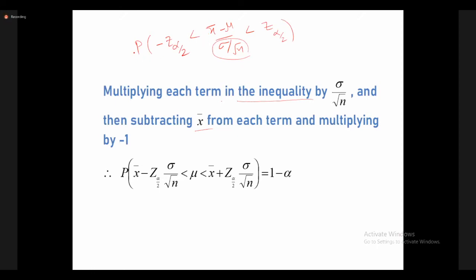From this one you can get, once all of you check: first multiplying each term in the inequality by sigma by root n. After that we are subtracting x bar from each term and multiplying by minus 1. You can get this statement.